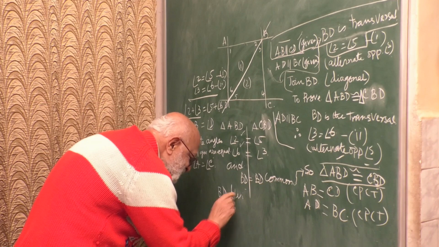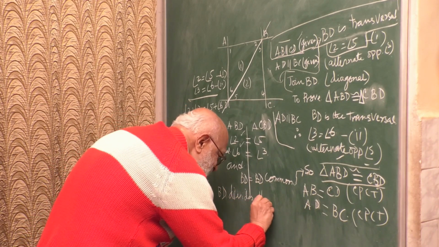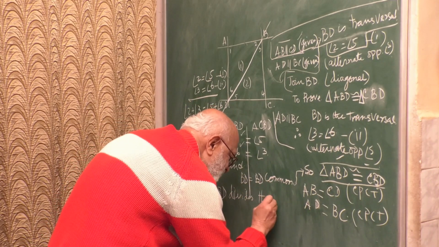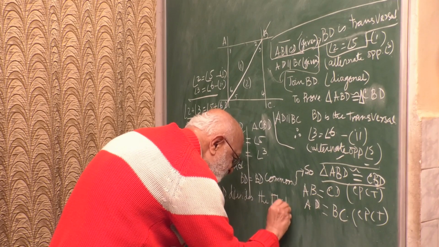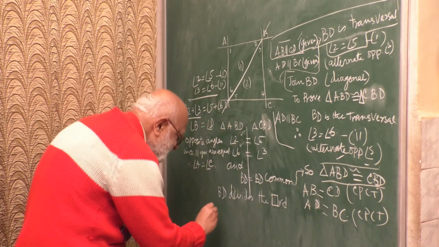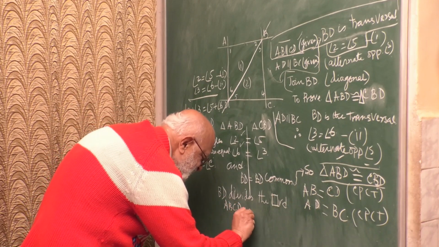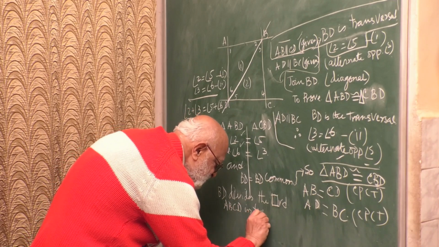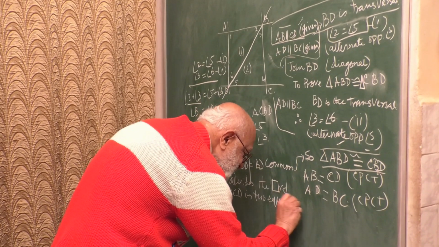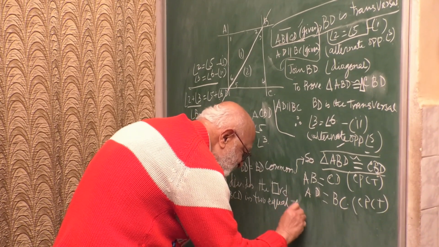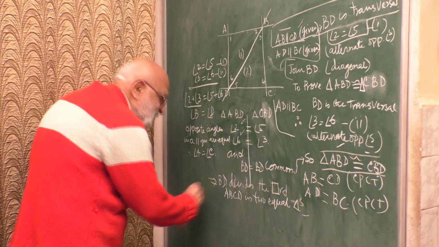which means that BD divides the quadrilateral ABCD into two equal triangles. What does that further mean?